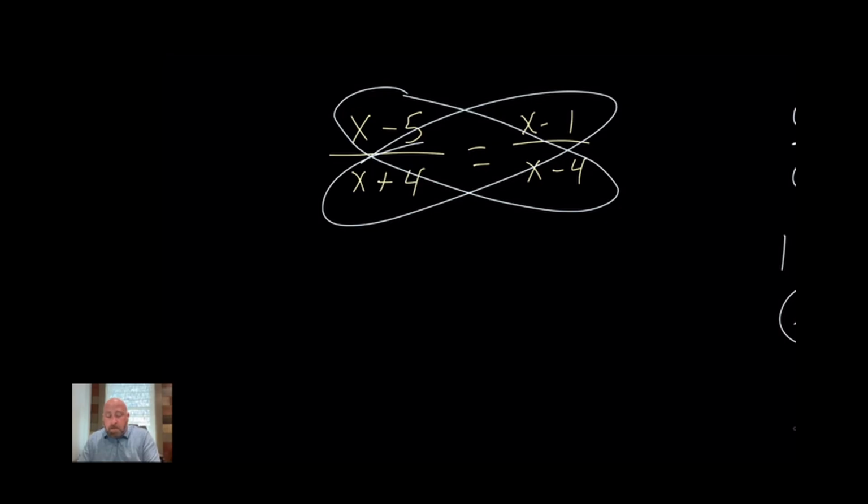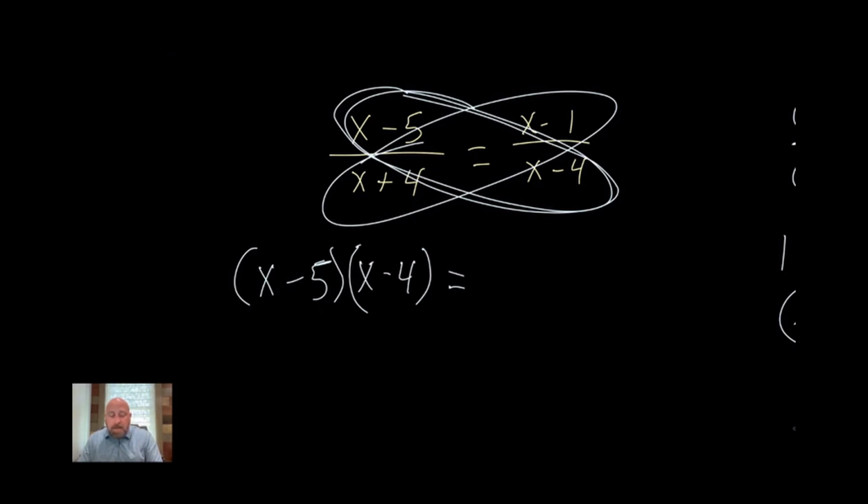So let's go ahead and put x minus 5 times this. It goes diagonal. So if I'm using the upper left, then I would use the lower right. So it's the x minus 4. Multiply those together. That's going to equal these other two. So the x plus 4 times the x minus 1.